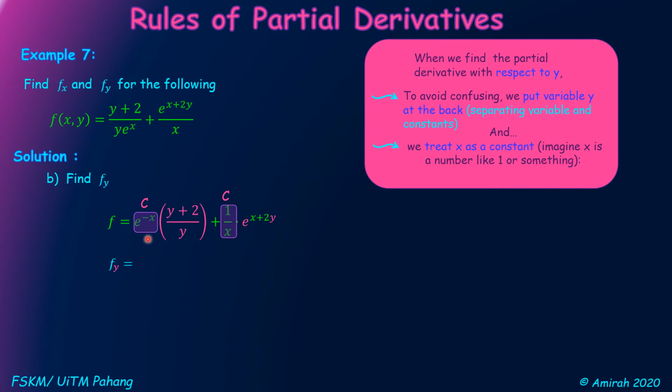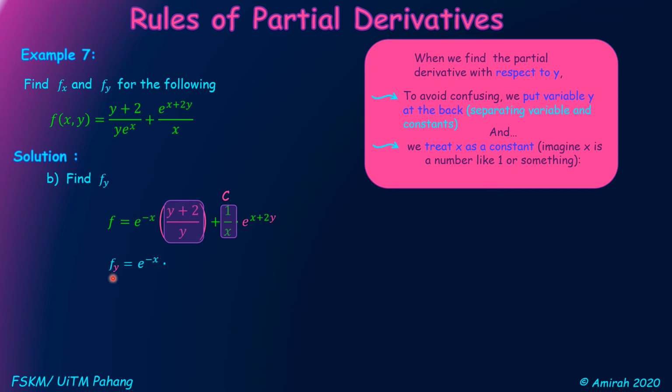First, we separate variables and constant. Variables here means variables that we want to differentiate. In this case, variable means y and constant means x. So from here, we have multiplication by constant, so we just keep the constant in front after we differentiate. And then we have y plus 2 over y.